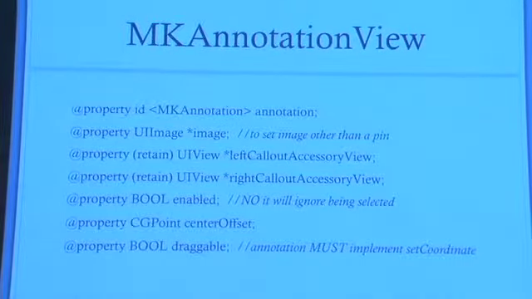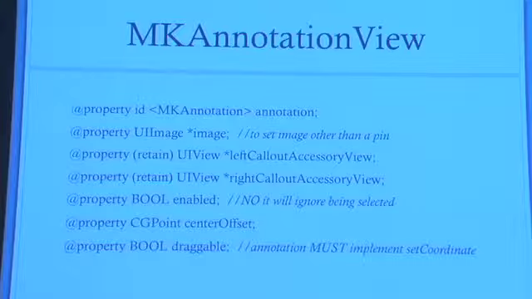Okay, so the properties of the MKAnnotationView. It's got, let's see, an image, and this image is not to be confused with the image in the left or the right callout accessory view. This image is, if you wanted to have it look like something other than a pin, you would set that image to be whatever you wanted it to be. And then it's got the left callout accessory view, the right callout accessory view properties, and then this property, BOOL enabled. If you set it to NO, then when you click on it, nothing's going to happen.